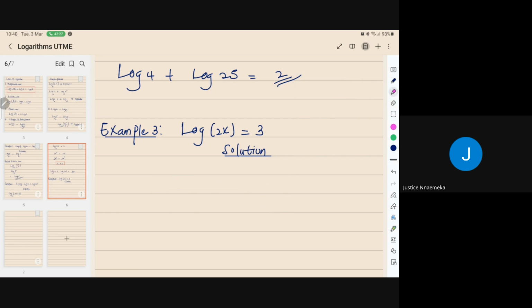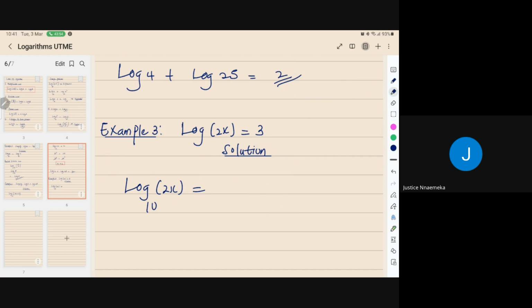Now they gave me the other one I did. I assumed that they gave us something like log 2, and I'm going to come to that kind of example where they will give you that log 2 is a particular value. But for this one, they didn't give us anything on that. So what am I going to do? Now, remember what I said. If there's no base written, it means that it's in base 10. Now I have log 10 of 2x is equal to 3.